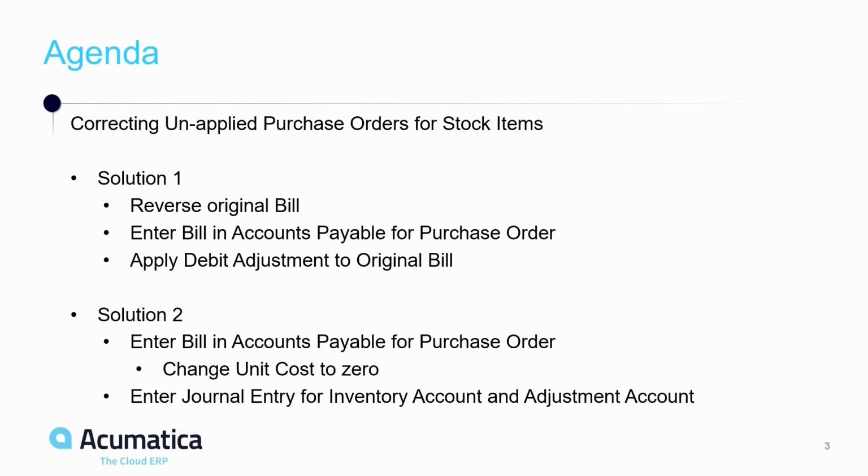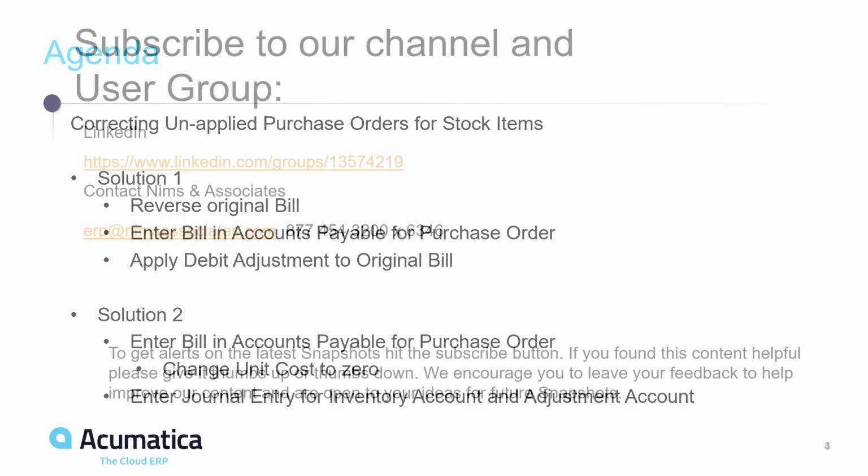You can pick whatever scenario you like. I like option 1 because it automatically pulls the correct GL account number. You don't have to go look at the GL account numbers. And secondarily, if the costs are different, it fixes that as well. But if the bill has already been paid, then you may want to look at solution 2.